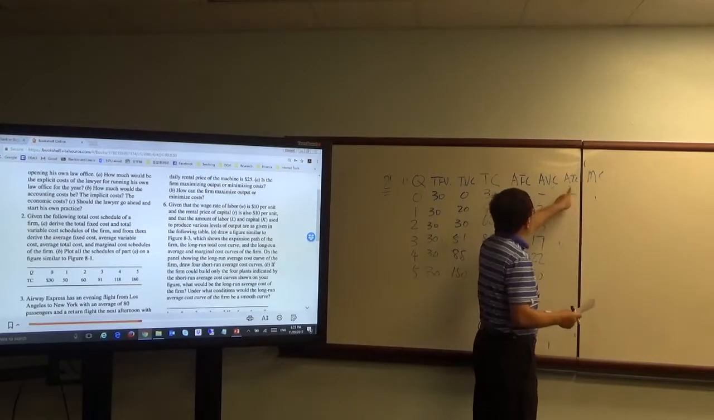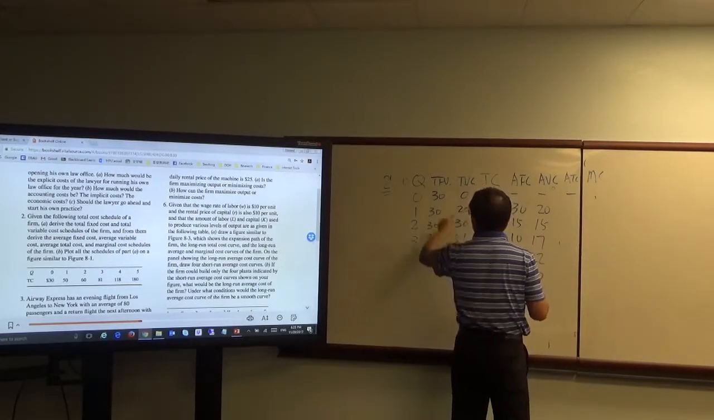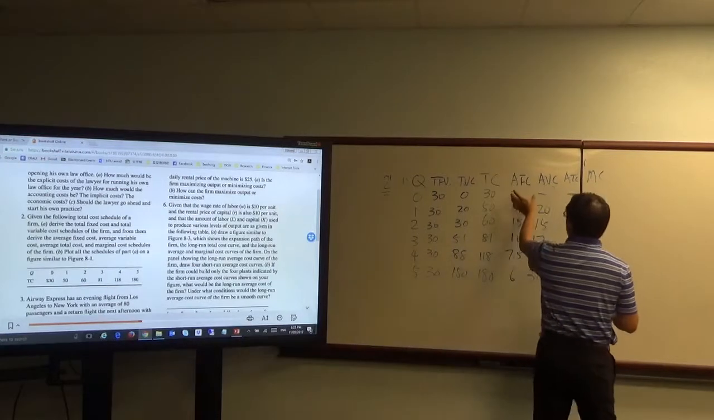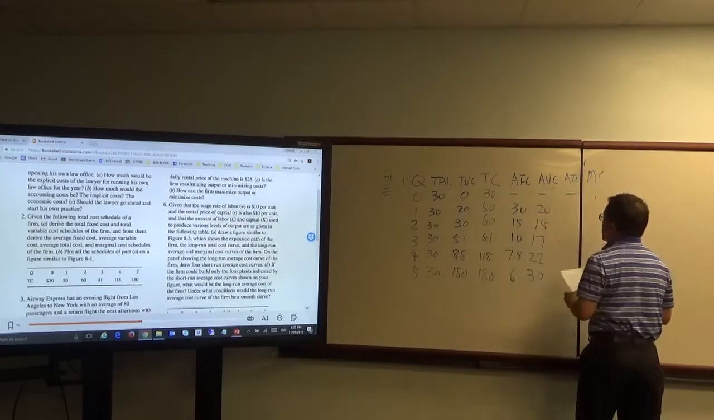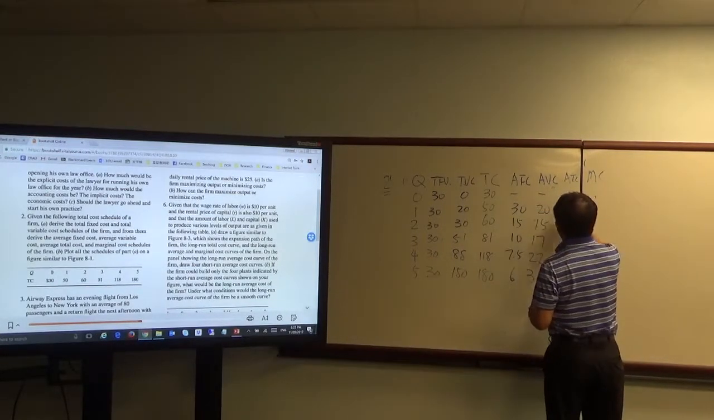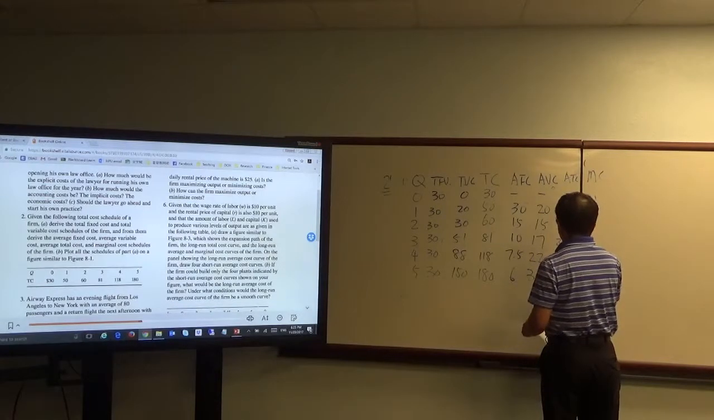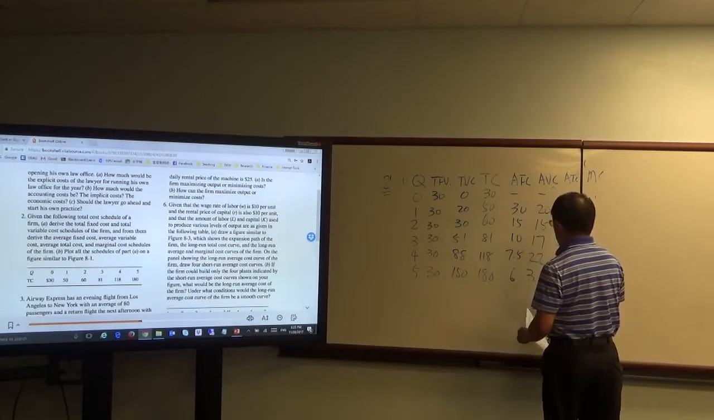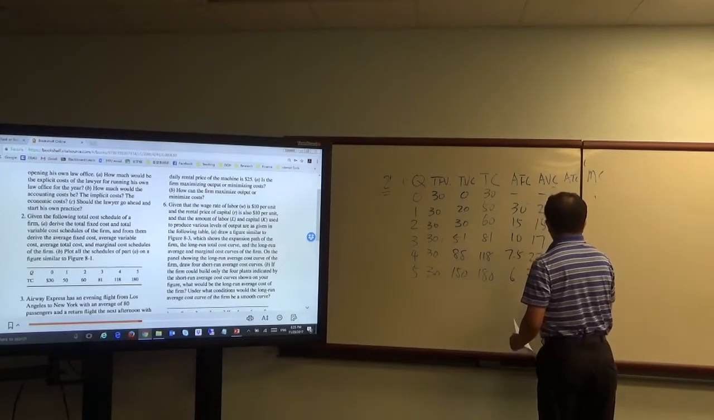Then how about average total cost? There are two ways to calculate it. You can use the total cost divided by the quantity, or you can just add average fixed cost and average variable cost together. So that's 50, that's 30, that's 27, that's 29.5, and this one is 36.